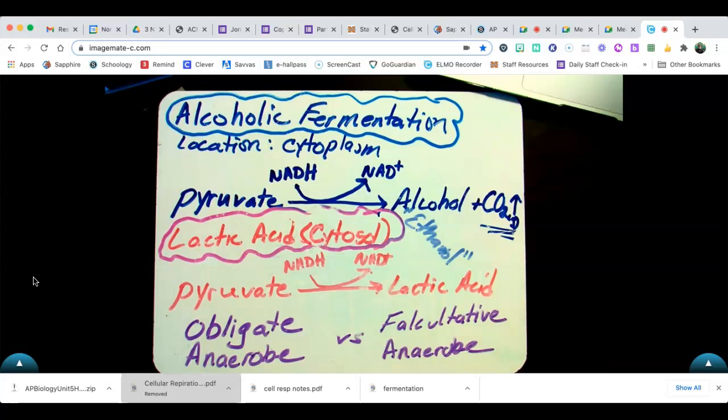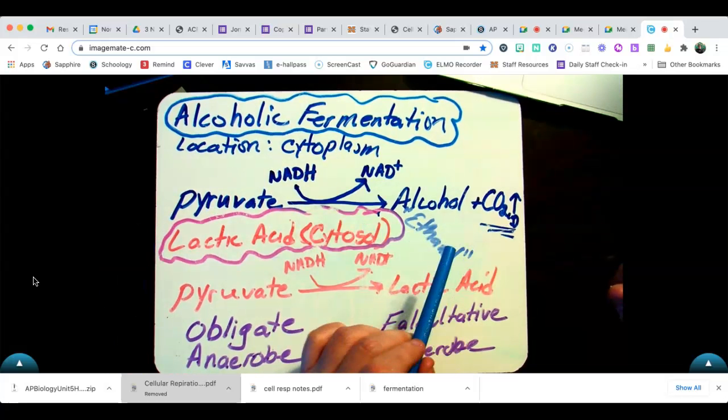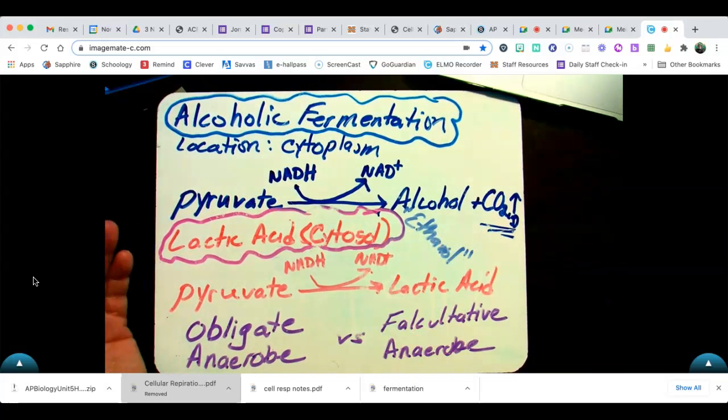But once we stop producing NAD+, this process would shut down because we'd get a buildup of electrons. So, as far as alcoholic fermentation, we get ethanol and CO2. This is carried out by some plants. We see it happening in yeast cells as well.